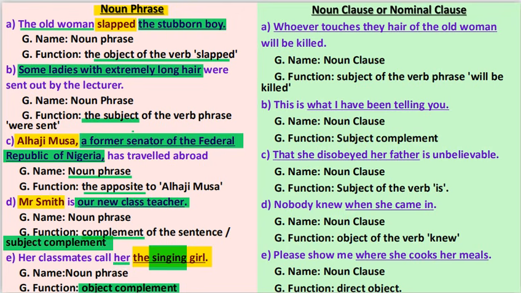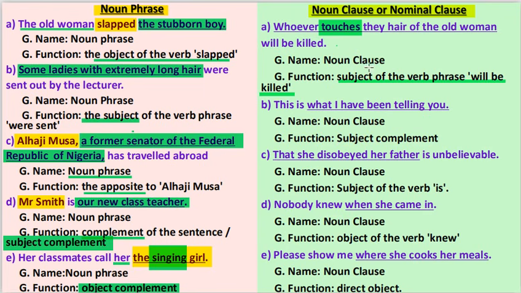Let's come to the noun clause, where we'll be using the previous clauses we have mentioned in full sentences. Noun clause, or we say nominal clause. Example A. Whoever touches the hair of the old woman will be killed. Whoever touches the hair of the old woman is underlined. If you look at this underlined group of words very well, it contains the subject and the predicate. That is one. It contains a finite verb. And so we call it a noun clause. That is the grammatical name. Now for the grammatical function, it functions as the subject of the verb phrase will be killed.